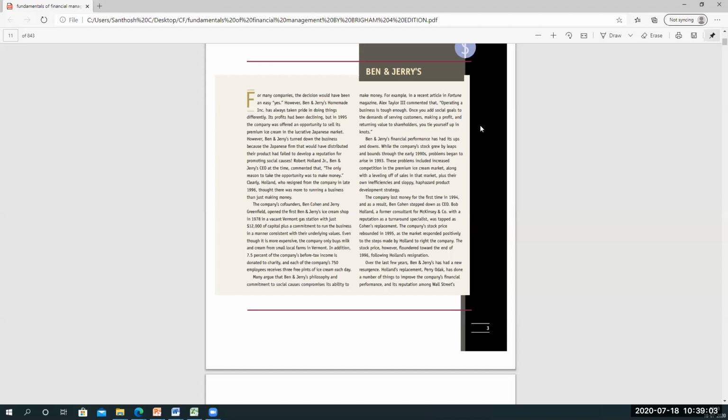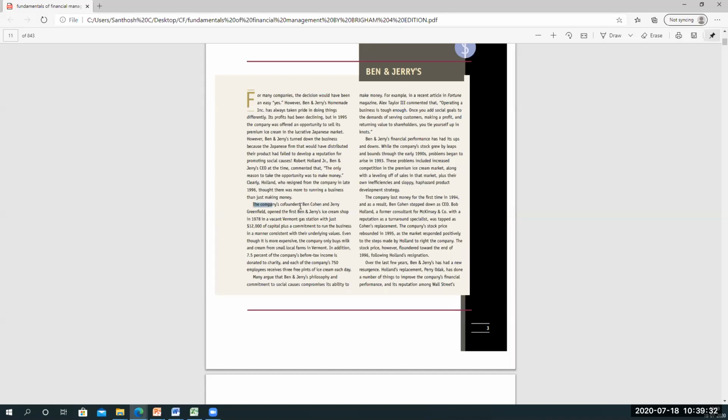So this is a nice case. Actually, what happened in Ben and Jerry? Ben and Jerry is a US-based company which was formed in the 1970s. It is a manufacturer of yogurt, ice cream, etc. This company has had ups and downs throughout its journey, so this is a very good example for wealth maximization. So let us see here.